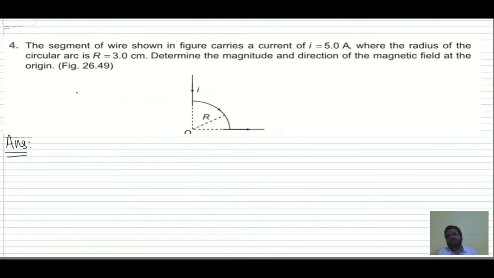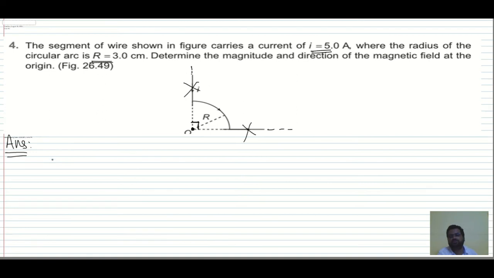Now the next question, this is the fourth question which we have. The segment of wire shown in the figure carries a current I equal to 5 ampere, where the radius of the circular arc is 3 centimeter. Determine the magnitude and direction of the magnetic field at the origin. Due to this wire, there is no magnetic field. Due to this wire also, there is no magnetic field. So there is no use of this. This is 90 degree we have.